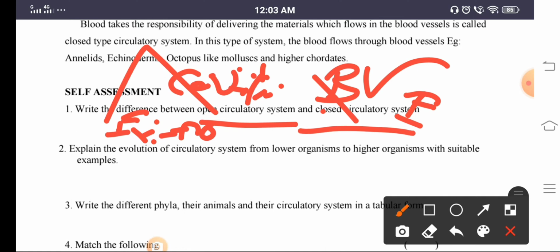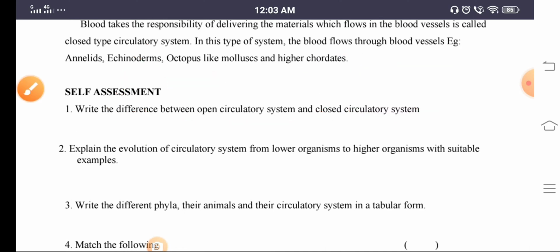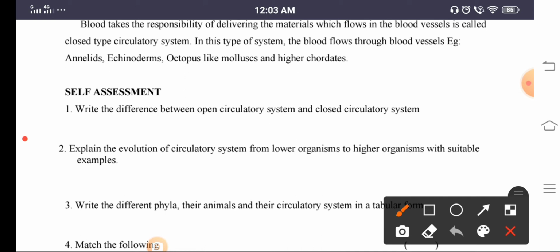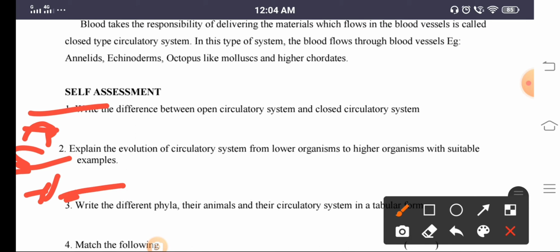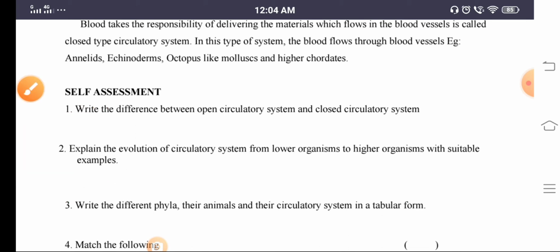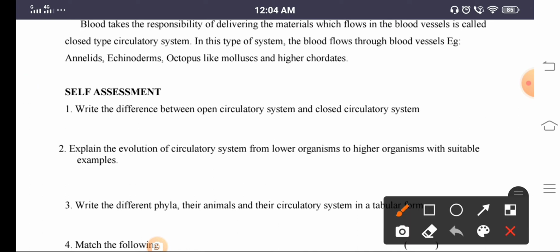In these we can see closed circulatory system. Next, explain the evolution of circulatory system from lower organisms to higher organisms with suitable examples. So just now, first of all, we took the amoeba. Next, we took sponges. After amoeba and sponges, we took hydra, that is Cnidaria. Hydra we took, and through the flagella. Let us clearly know, have a glance. Now I will try to explain evolution.